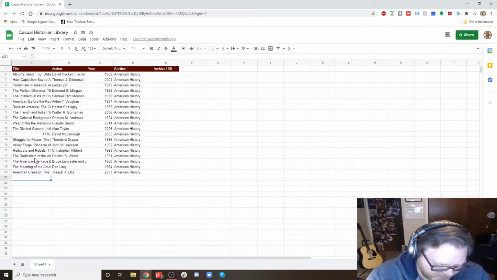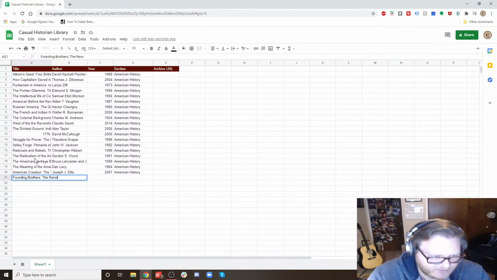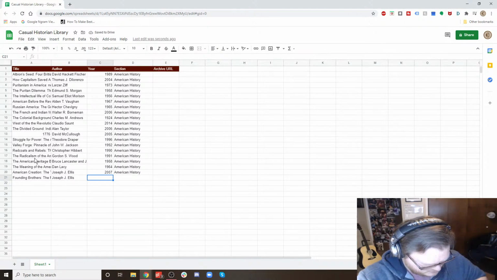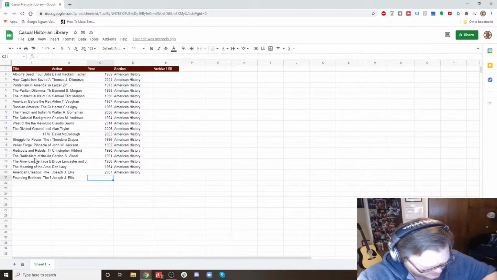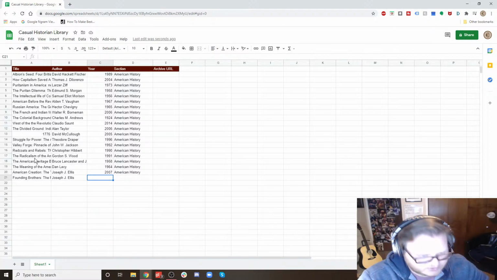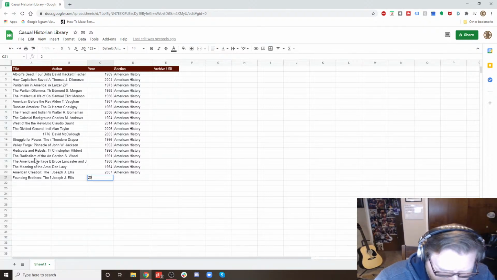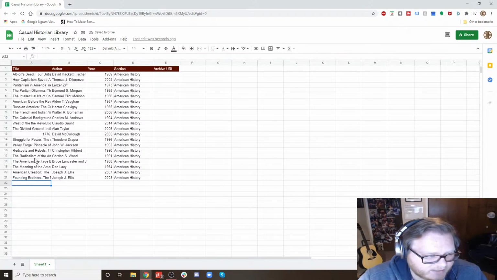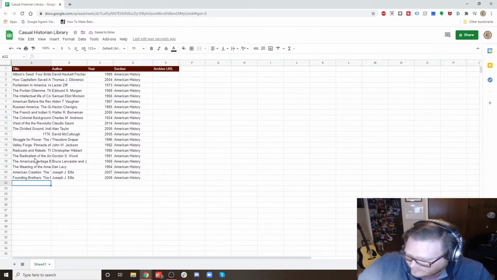And we had the first repeat author, Founding Brothers, The Revolutionary Generation, also by Joseph J. Ellis. This one published in 2008. This book ended up on a lot of Tea Party reading lists, I remember.